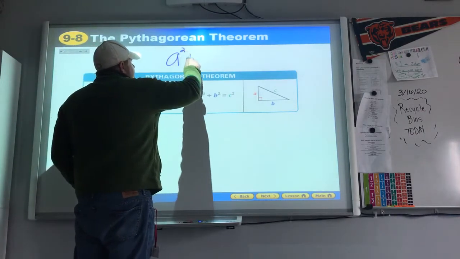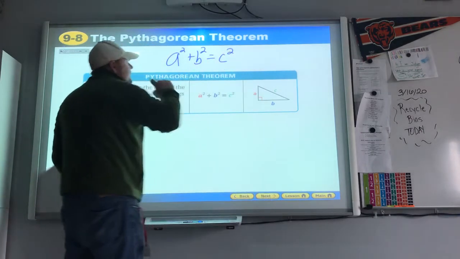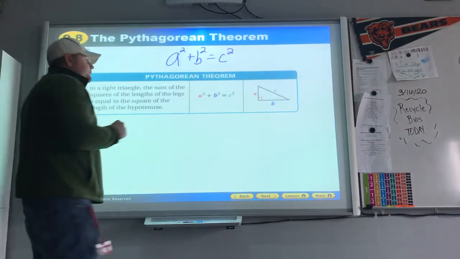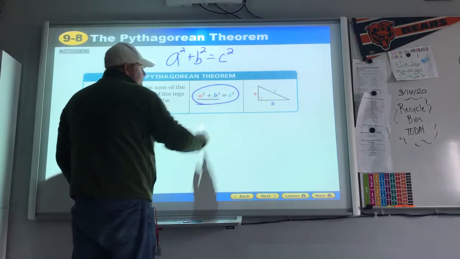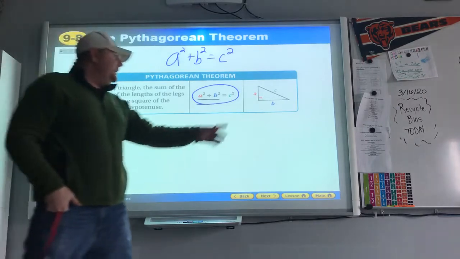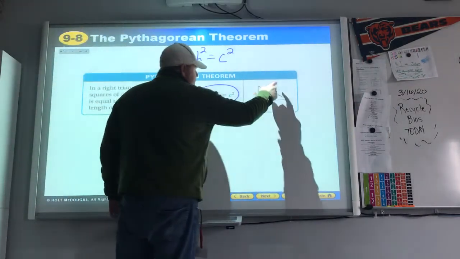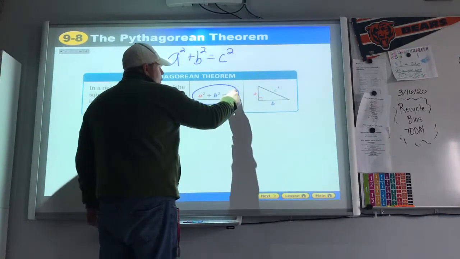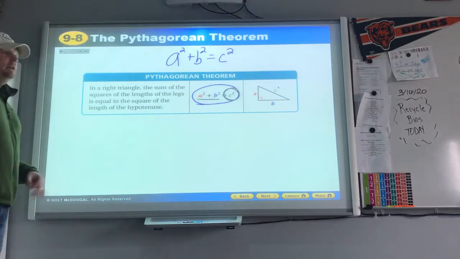A squared plus B squared equals C squared. That you're going to need. The A and the B, you can see we're adding. So it doesn't matter which leg is A and which leg is B. But the hypotenuse, very important that it be C, because it's all by itself. If it's not, it'll mess things up.